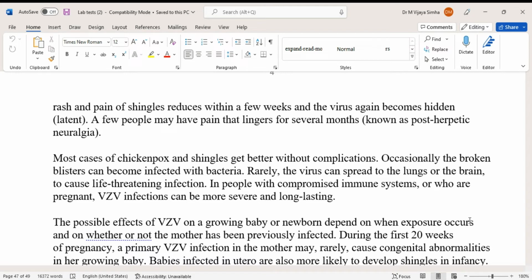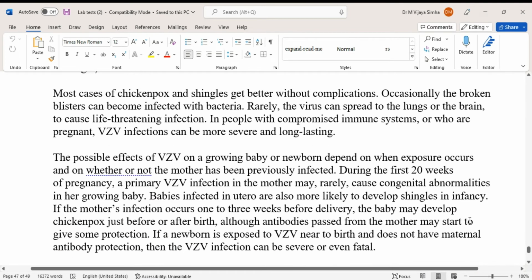Occasionally, the broken blisters can become infected with bacteria. Rarely, the virus can spread to the lungs or the brain to cause life-threatening infection. In people with a compromised immune system or who are pregnant, Varicella Zoster virus infection can be more severe and long-lasting. The possible effect of Varicella Zoster virus on a growing baby or a newborn depends on when exposure occurs and on whether or not the mother has been previously infected.